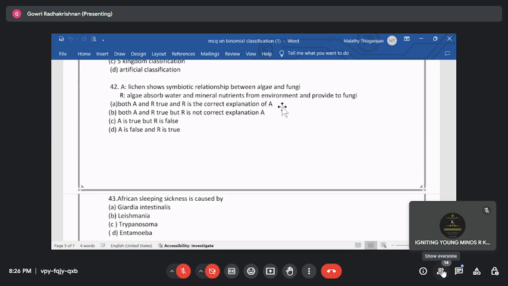Anyone? I think option A, ma'am. No, it's not right. See, algae absorbing water and minerals from environment and providing to fungi is not the correct reason. Option C, ma'am. Algae actually produces, it can produce its own food. So fungi feeds on the food, isn't it? So option C is the correct answer. A is true, but R is false. Okay.